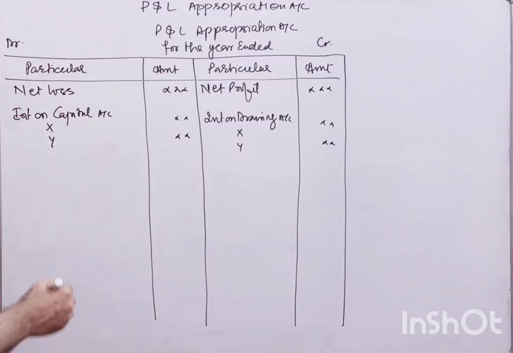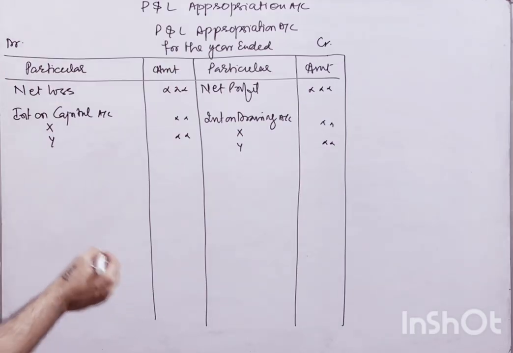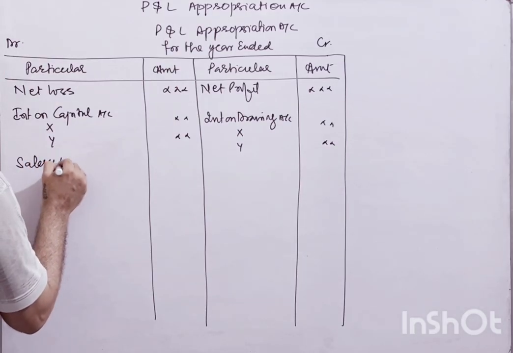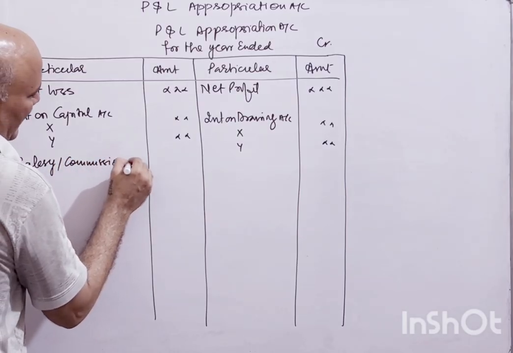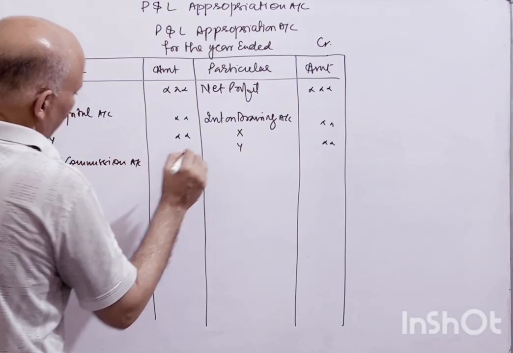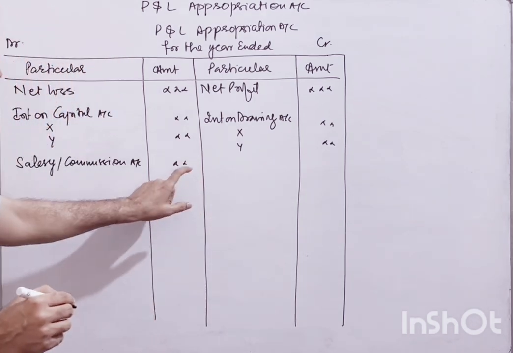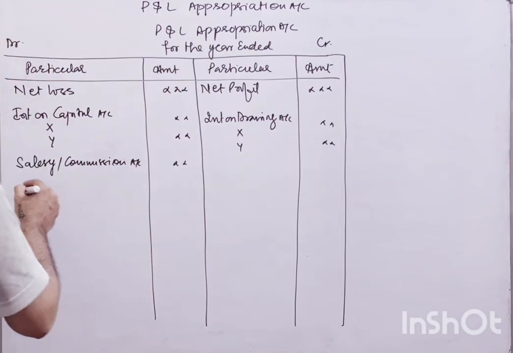So this is it. Then if the partnership deed provides that salary or commission will be paid, so salary or commission account, so whomsoever, X or Y, is getting that, you have to calculate that accordingly and put it over here, right? So income, we don't have anything now.